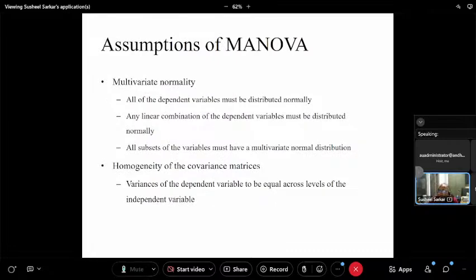There are some assumptions. All the dependent variables must be distributed normally, as there are assumptions in ANOVA also. Any linear combination of dependent variables must be distributed normally, and homogeneity of the variance-covariance matrix. Okay. So what do we mean by homogeneity of variance-covariance?